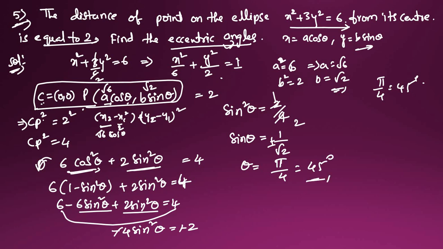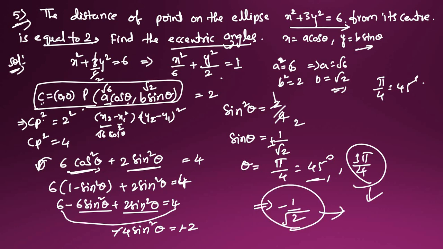And another angle is 3 pi by 4, which I did in my rough note. So the other values you will find in your rough work, for minus 1 by root 2. Check which angles will cover this, minus sin theta, and there you will find the minus.